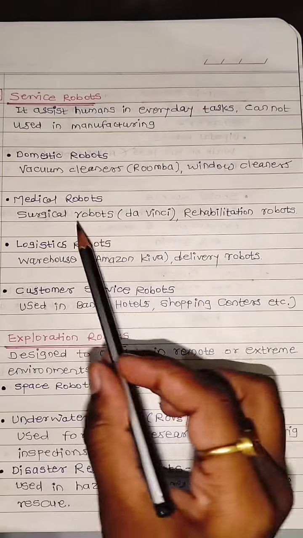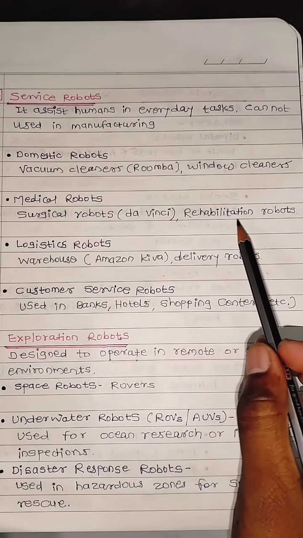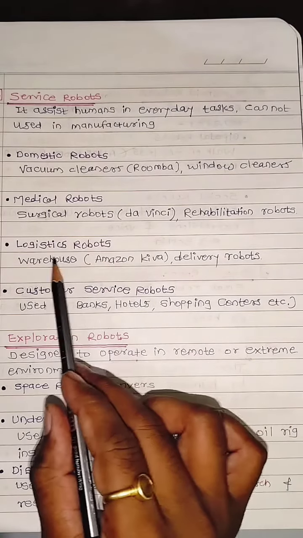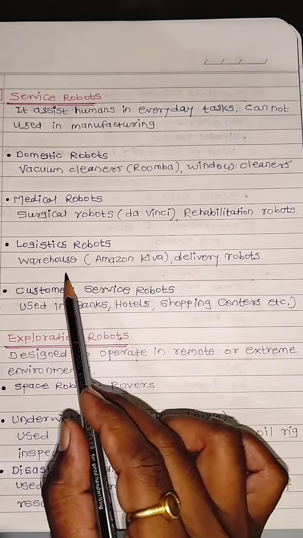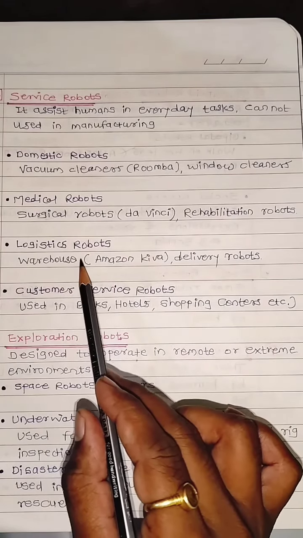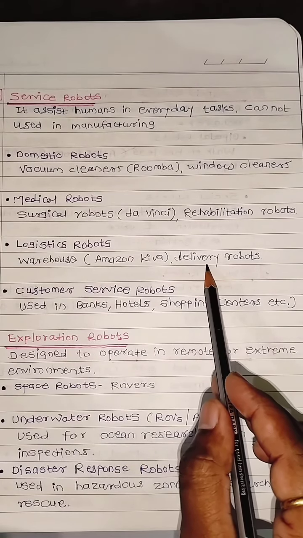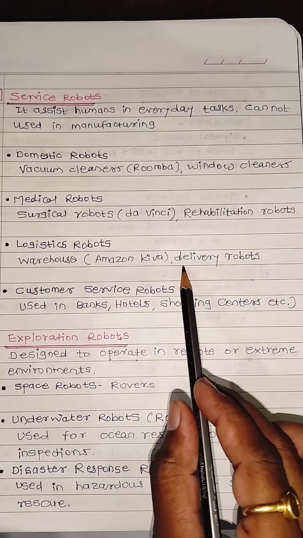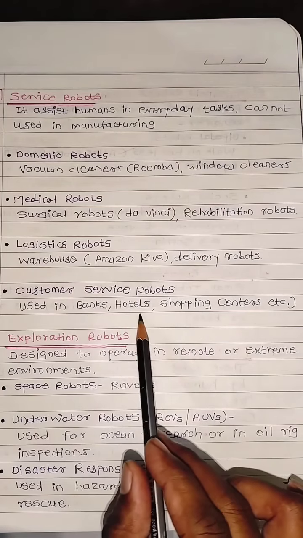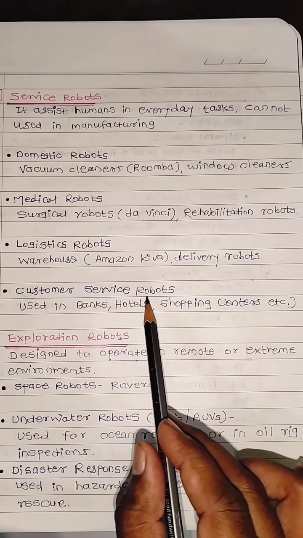can be used. Then the next task in domestic use is window cleaning, so a window cleaner robot can be used. The next type of service robot is medical robots. In the medical field, robots can be used for surgeries and rehabilitation. The next one is logistics robots. In the logistics field, robots can be used as service robots for warehouses, like Amazon Kiva, an example of a warehouse robot used in logistics. Then delivery robots are also used nowadays to give service at the proper time and location. The next one is customer service robots used in banks, hotels, shopping centers, etc. This customer service is very important nowadays.